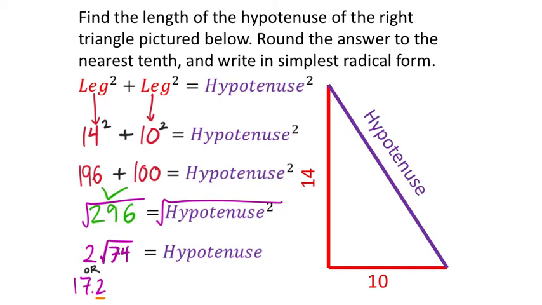So on the assignment, if you get 2 times the square root of 74, there'll be a square root button that you just push, and then you can type in the 74, but put the 2 in there first.